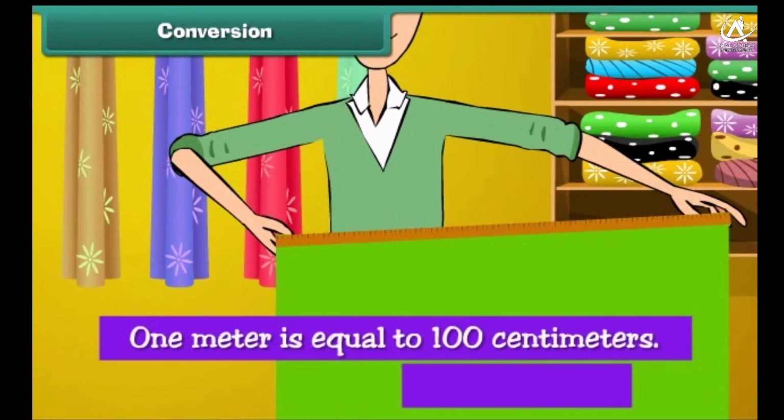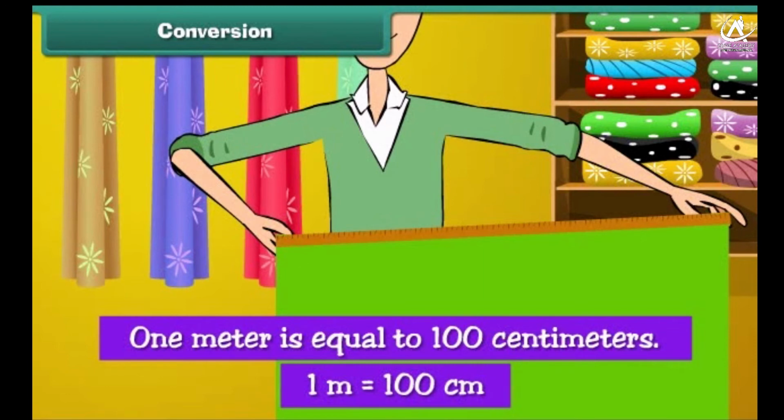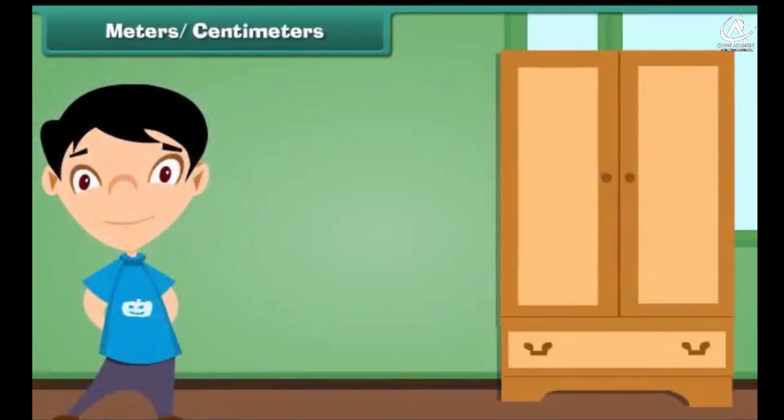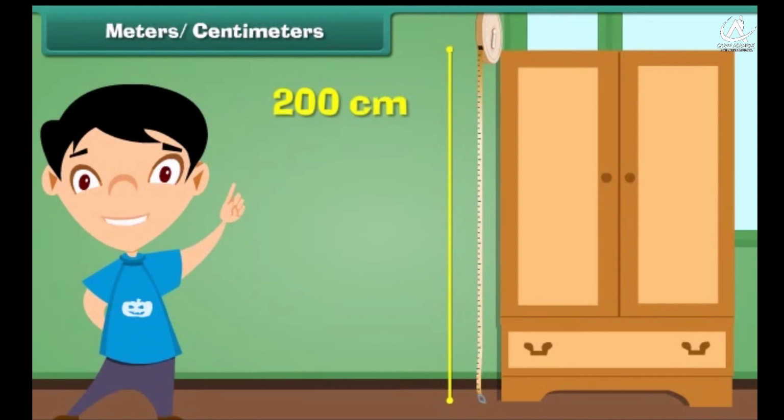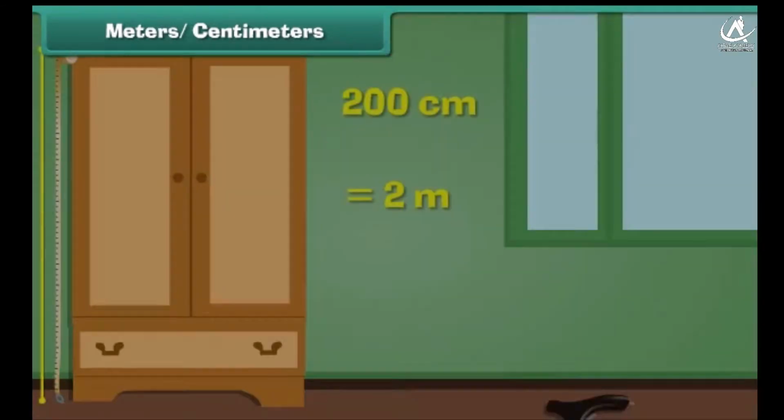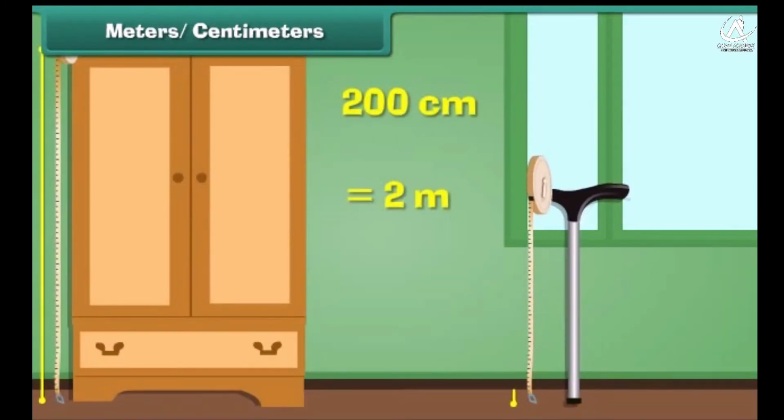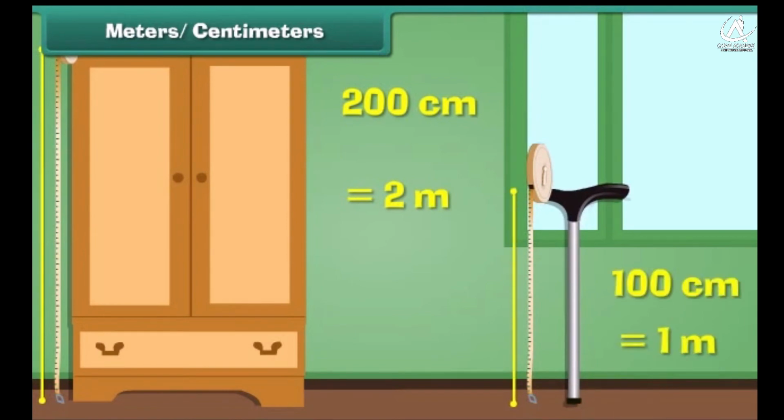1 meter is equal to 100 centimeters. We can measure the height of the almirah by using measuring tape. The height of the almirah is 200 centimeters. Therefore, we can say that the height of the almirah is 2 meters. Similarly, the length of walking stick is 100 centimeters, or we can say 1 meter.